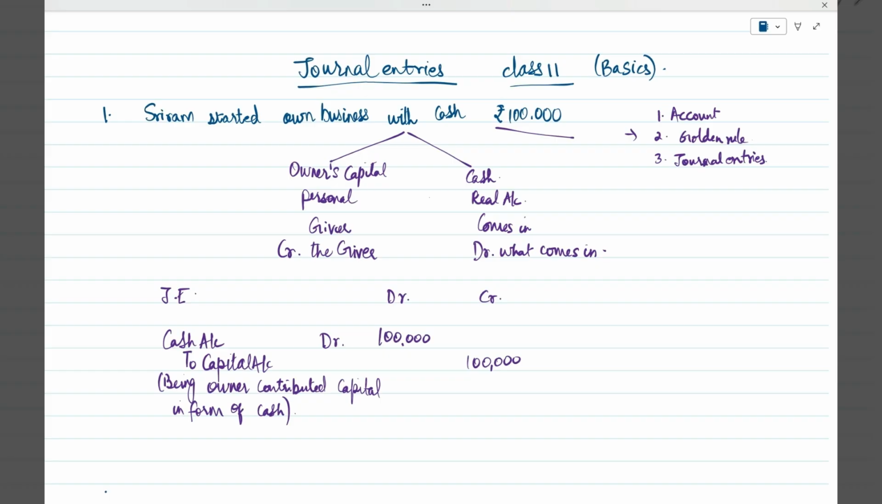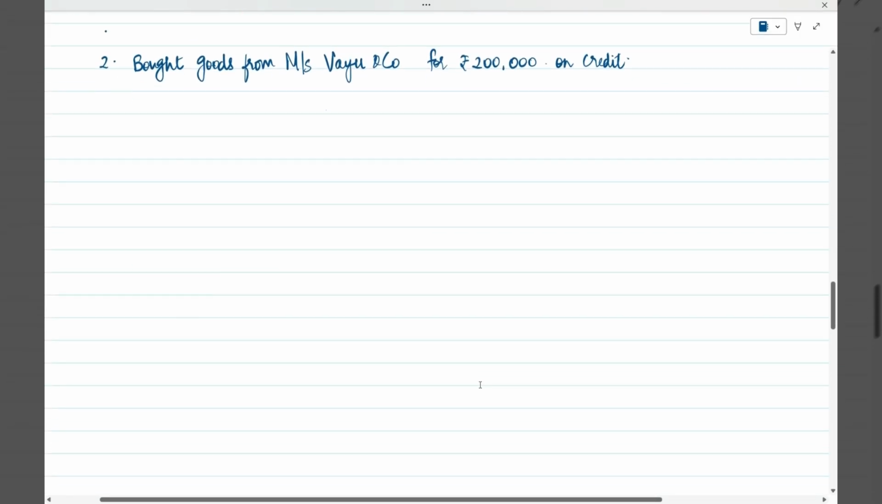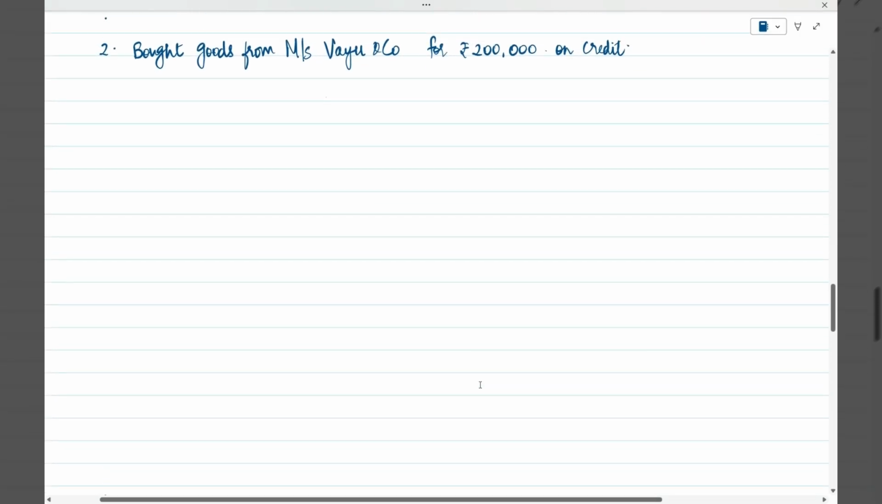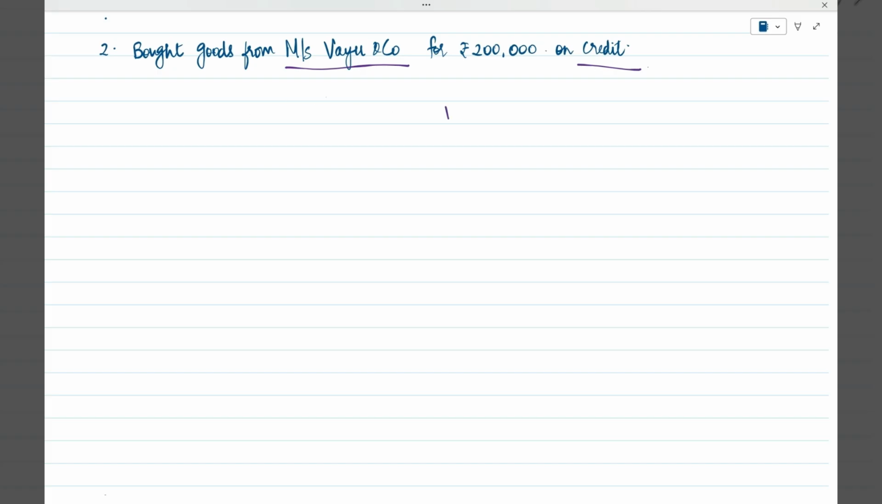So in a step by step approach, we have passed the journal entries for the first transaction. Now let's move on to the next. Bought goods from Messrs. Vayu and Co. for rupees 2 lakh on credit. That means Vayu and Co. is an organization who has given goods. We are passing the journal entries in the books of the entity, and we have not yet paid the cash. So goods were purchased on credit.